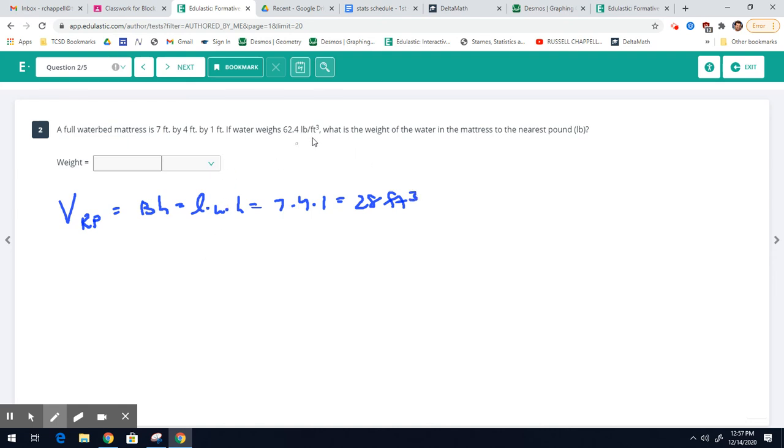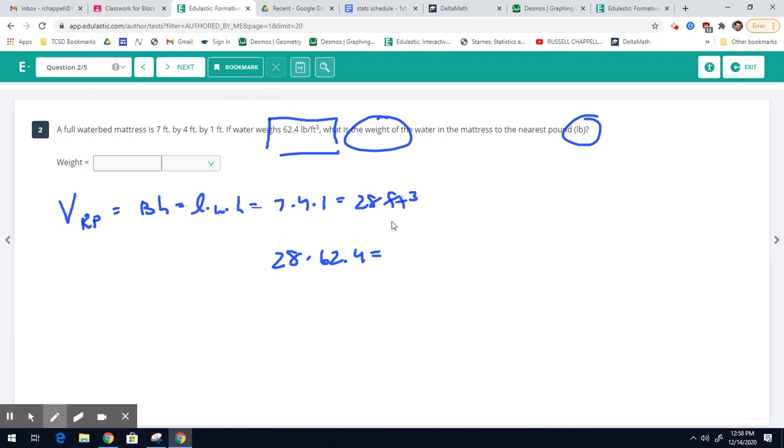But that's not the question. They don't want the volume. They want the weight in pounds. So they give us this conversion right here. I think of this as a density, right? That's weight per volume. Again, density is really mass per volume, and pounds is not necessarily mass, but that's another story. That's a science story. But in the end, if every cubic foot is 62.4 pounds, how many pounds is 28 cubic feet? You just take these two numbers and multiply. 28 times 62.4.